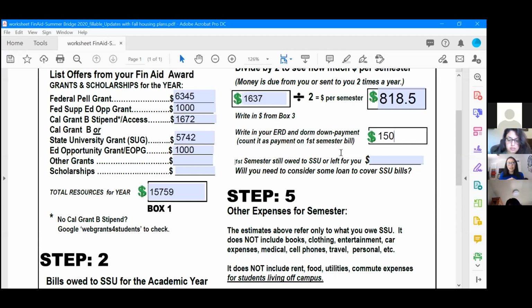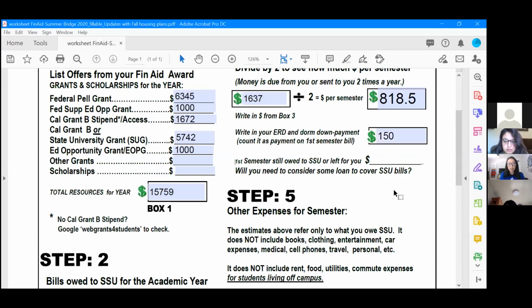And so again, work with your Summer Bridge advisor, and we can look at your account activity to determine how much you put in for your enrollment reservation deposit and how much money you put in for your housing, okay? So I'm going to subtract that $150 from that $818.50 just for fall semester, okay? So does it auto-populate? No, it doesn't.